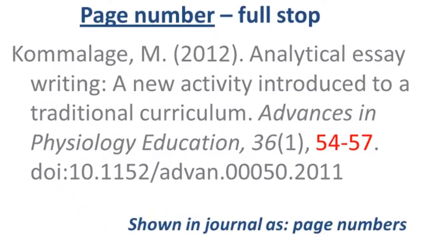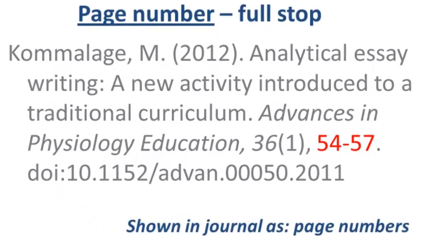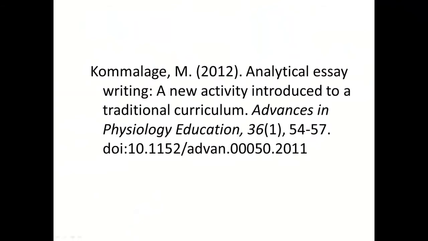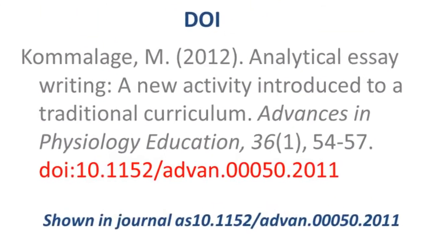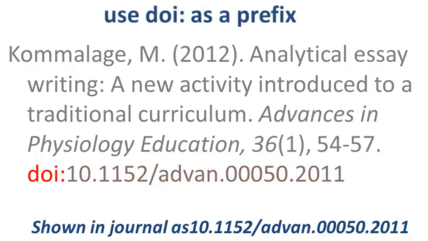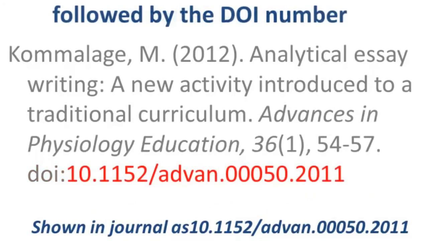Page number. Include the start and end page of the article separated by a dash. This is followed with a full stop. DOI. If available, you need to include the DOI for the article. Use DOI as a prefix followed by the DOI number.